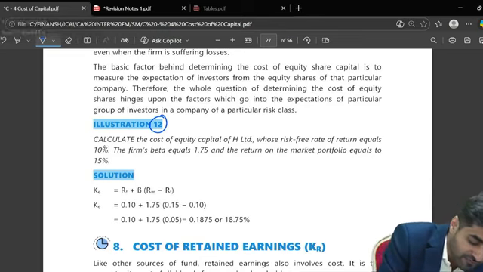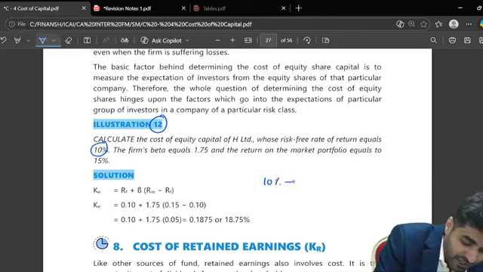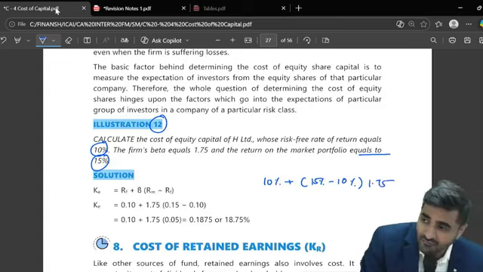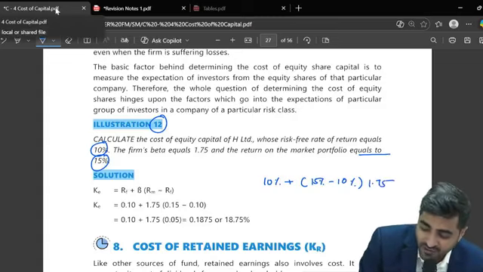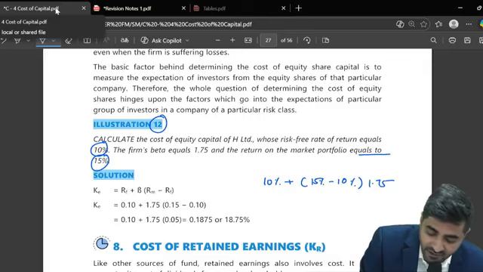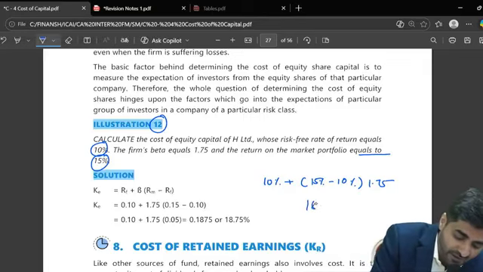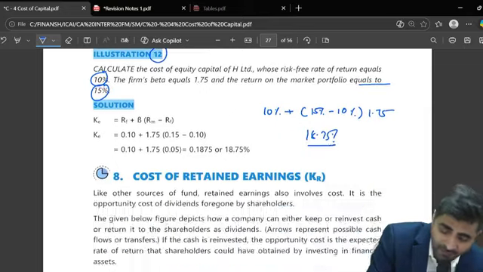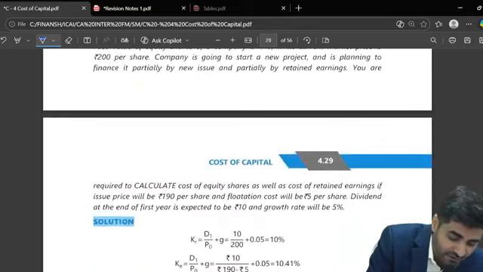Hello? What's your risk-free rate? 10%. What's your RM, guys? What's the return on market portfolio? 15%. So you'll take 15% minus 10% and what's your beta? 1.75. Can we get the answer? 5 into 1.75 plus 10. So that will be eventually 18.75%. Superb. Then we have cost of retained earnings.